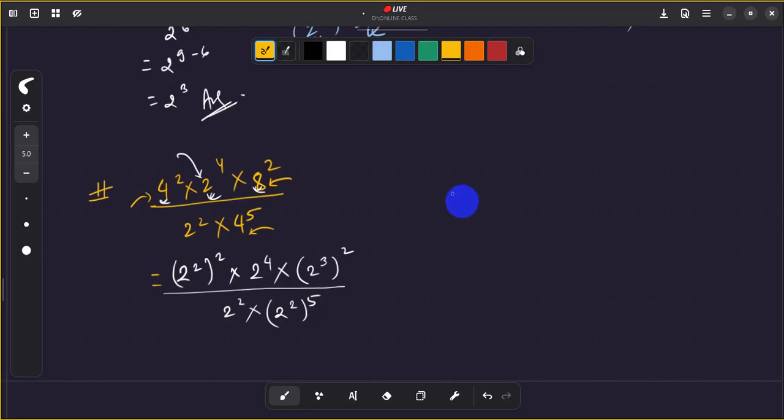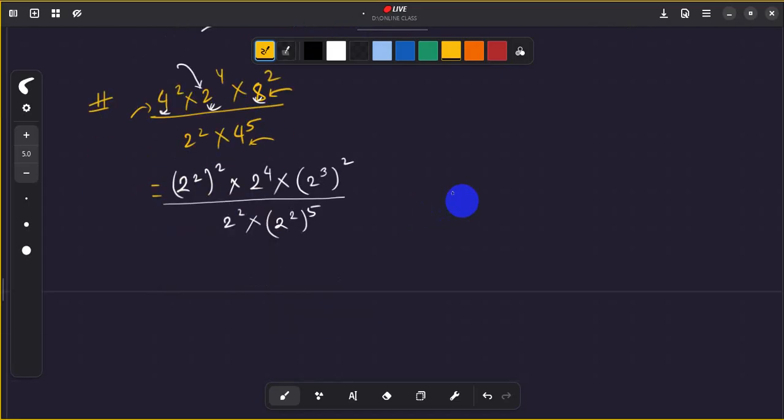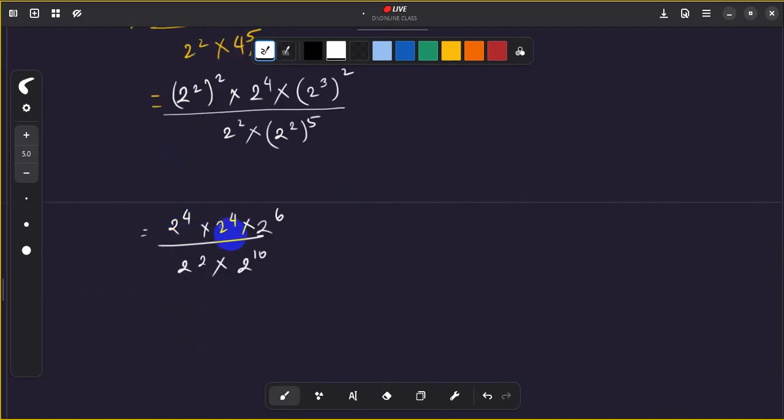Now let's use laws of indices. Now if we use laws of indices, then it becomes 2 to the power 2 to the 4, powers multiply, into 2 to the power 4 into 2 power 3 to the 6, divided by this 2 power 2 into this 2 to the power 2 5 the 10. That is 2 power 4, 2 power 4, 2 power 6, divided by 2 power 2 into 2 power 10.